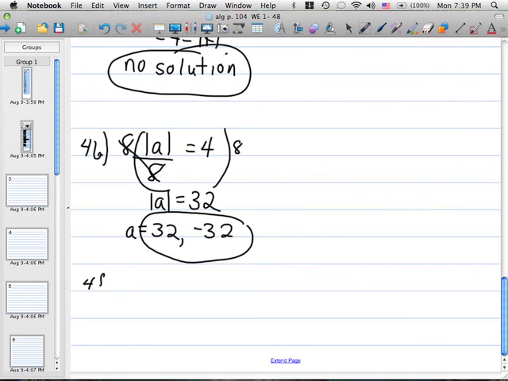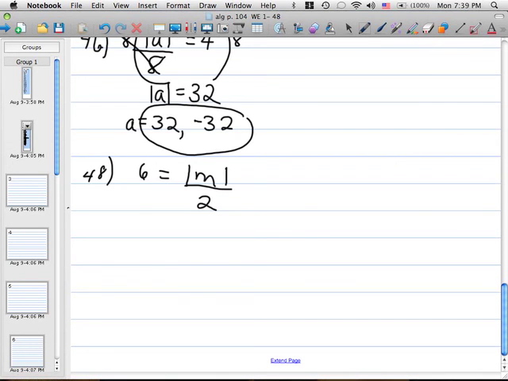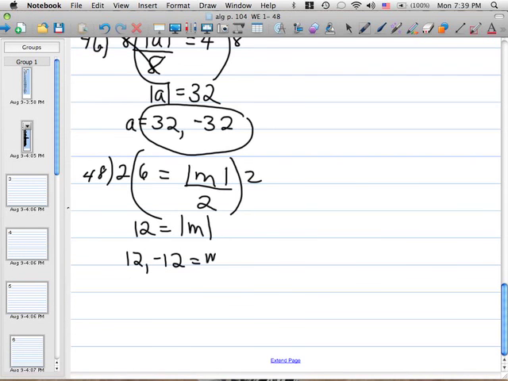And 48, we have 6 equals the absolute value of m over 2. Get the absolute value by itself, multiply both sides by 2. So we get 12 equals the absolute value of m. So 12 or negative 12 could equal m.